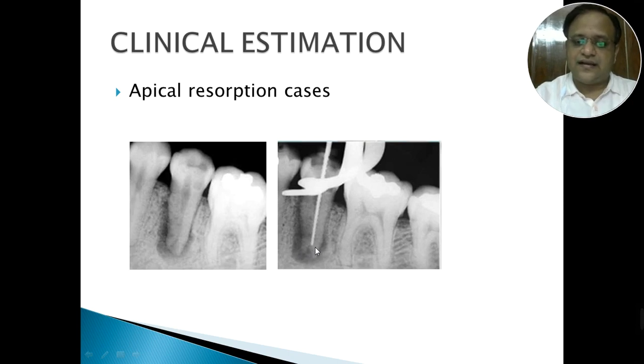So what we do is, clinically it is suggested that when the radiograph is taken for working length in resorption cases, you should keep the entire working length at least 2 mm short from the apical constriction that you can feel. If you feel the apical constriction is almost at 2 mm short of the radiographic or the estimated working length, you should keep another 2 mm short.